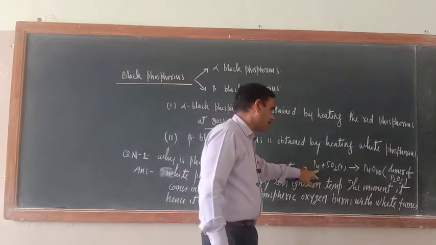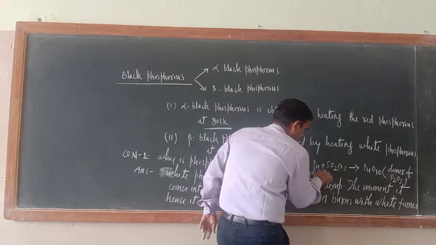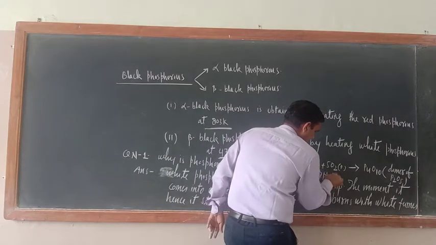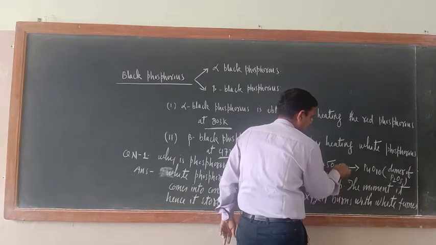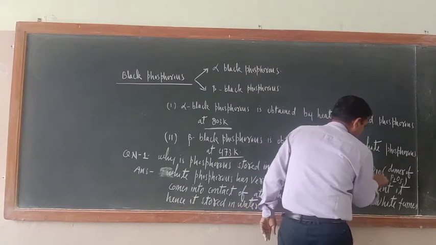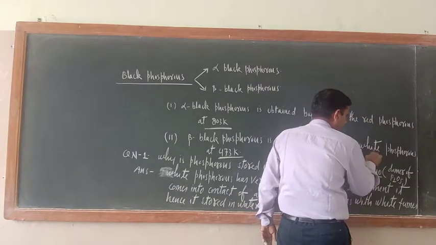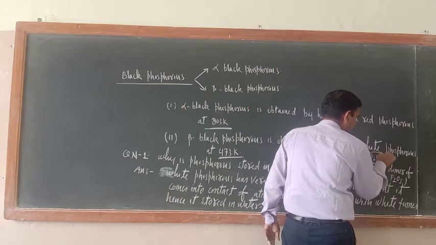The reaction I wrote here: P4, this is white phosphorus, reacts with 5 oxygen. Now it forms P4O10, and you know P4O10 is the dimer of P2O5.